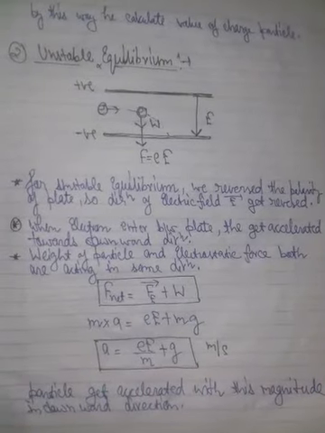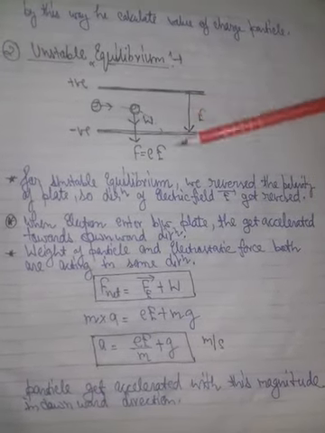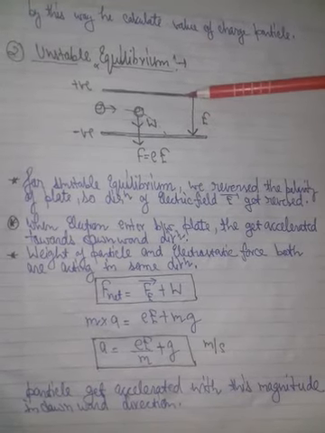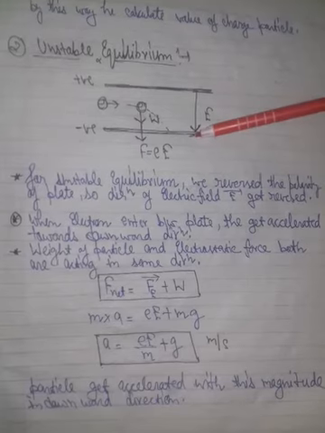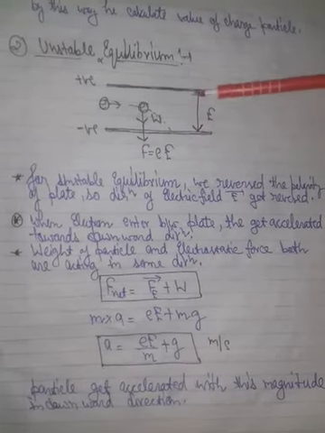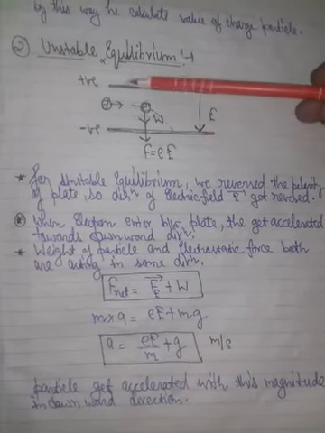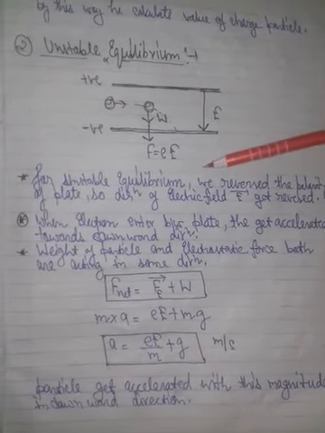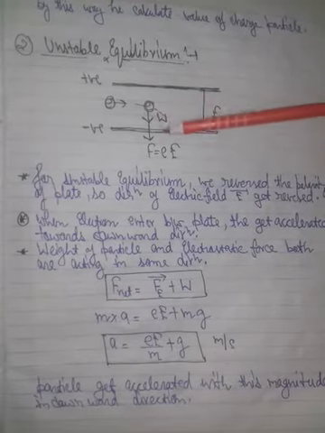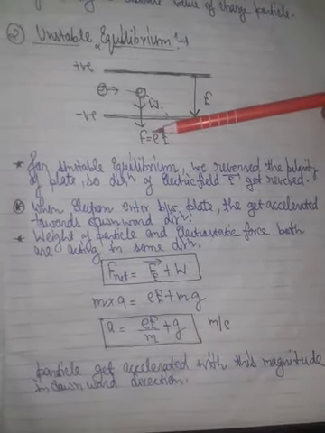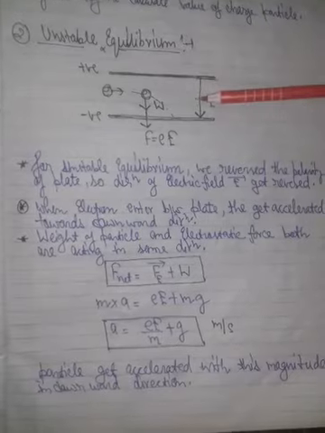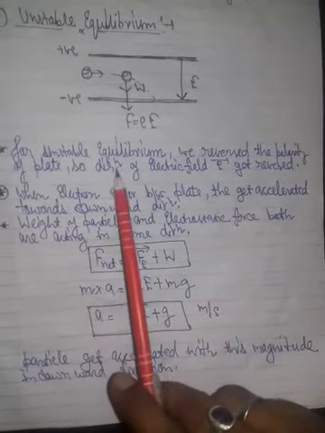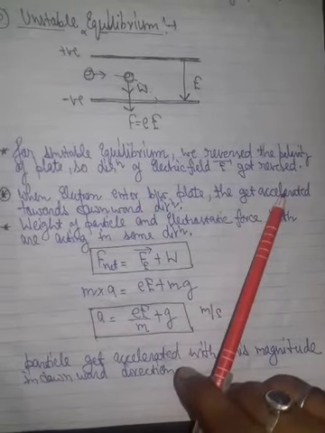I am talking about the unstable equilibrium, and the charges on the plates are reversed. The upper plate is positive and the lower plate is negatively charged, and the direction of the electric field gets reversed. When the electron enters the electric field, the electrostatic force acts downwards and its weight is also in the downward direction. So it is unstable equilibrium.